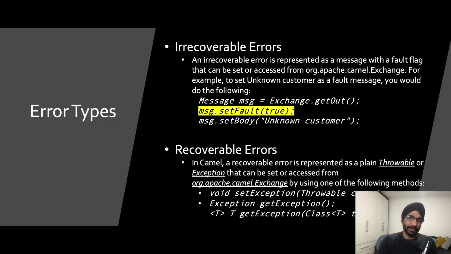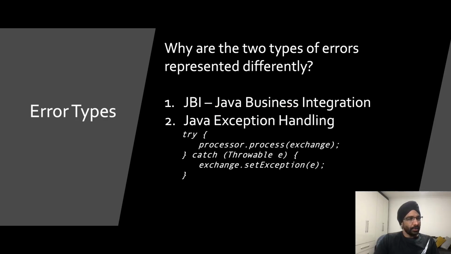On the other hand, recoverable errors in Camel are represented as a plain Throwable or exception that can be set or accessed from your normal Exchange. And how do you do that? Whenever there is an exception or you'd like to throw an exception, you set it like that. You can say void setException, this is a Throwable, and when you want to get it back from the Exchange, you can say getException, and then you get that exception, so you can run your business logic on top of it. So the question comes, why are the two types of error represented differently?